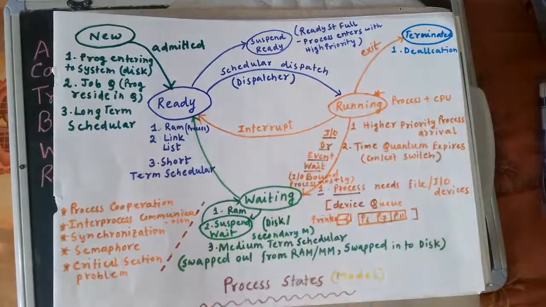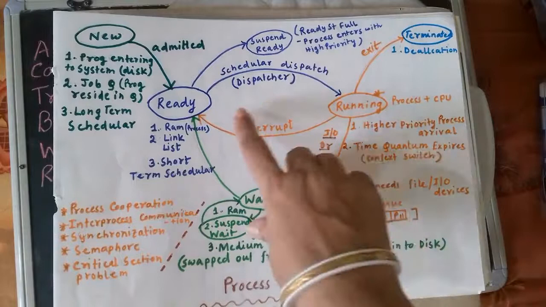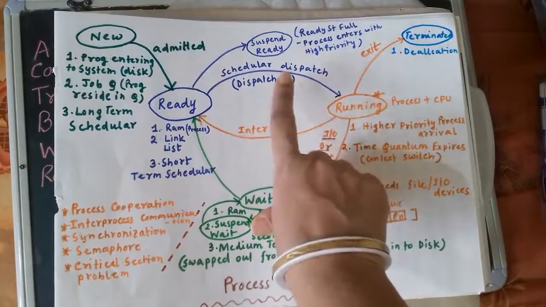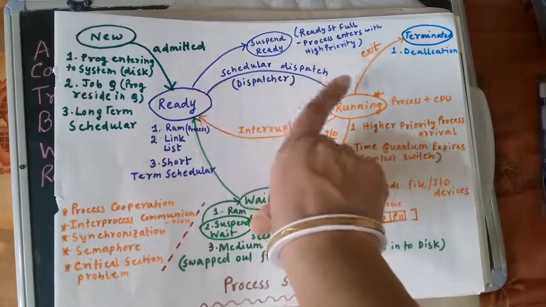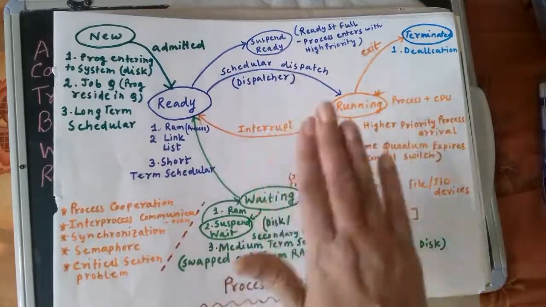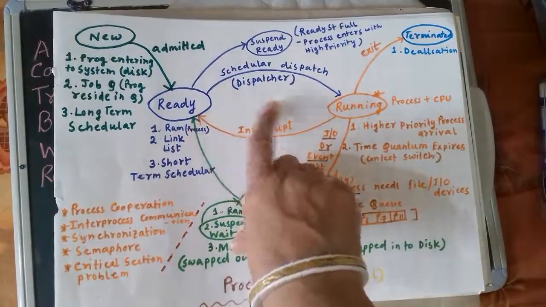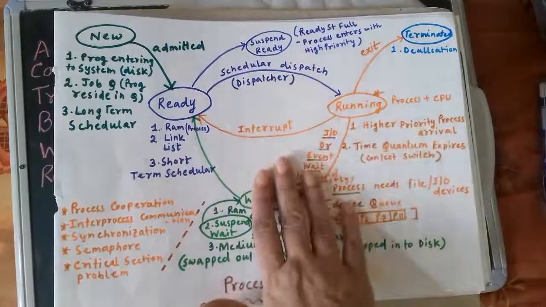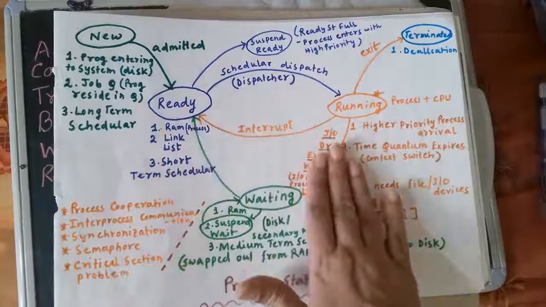And also I told you it is just a model. It doesn't happen that a process physically goes to the CPU. Actually it doesn't happen, but still, for our assumption and to know the flow of how the process is getting executed, these states are assumed.